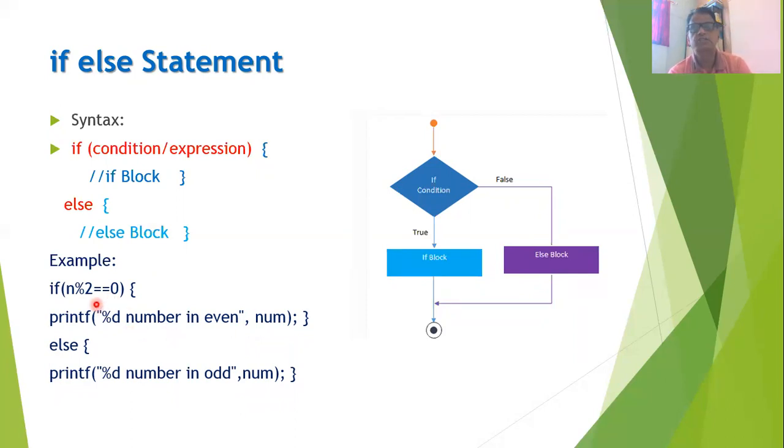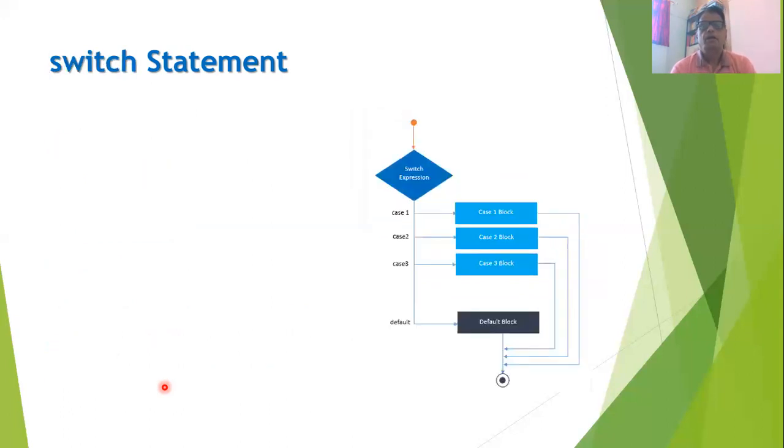Means if this condition is true, then the number is even. Else, otherwise, I can print the message that the number is odd. So there is only one possibility: either the number will be even or the number will be odd. You know that in an if statement, we can have only two paths.